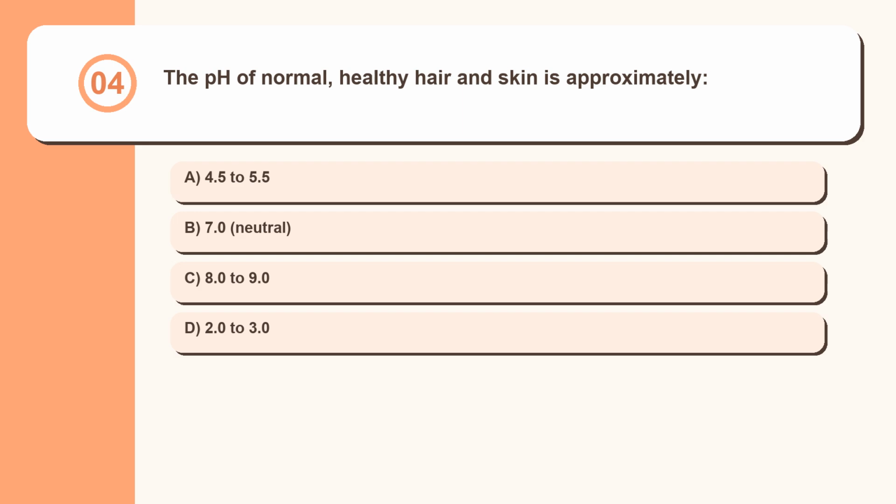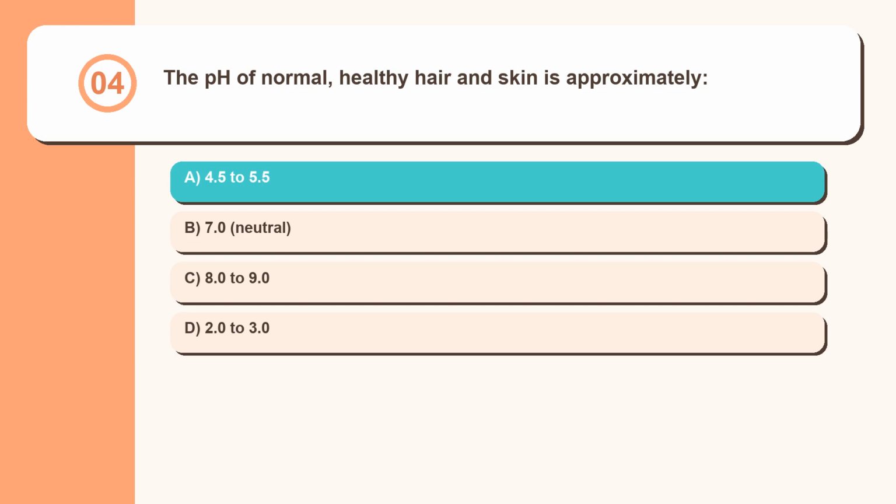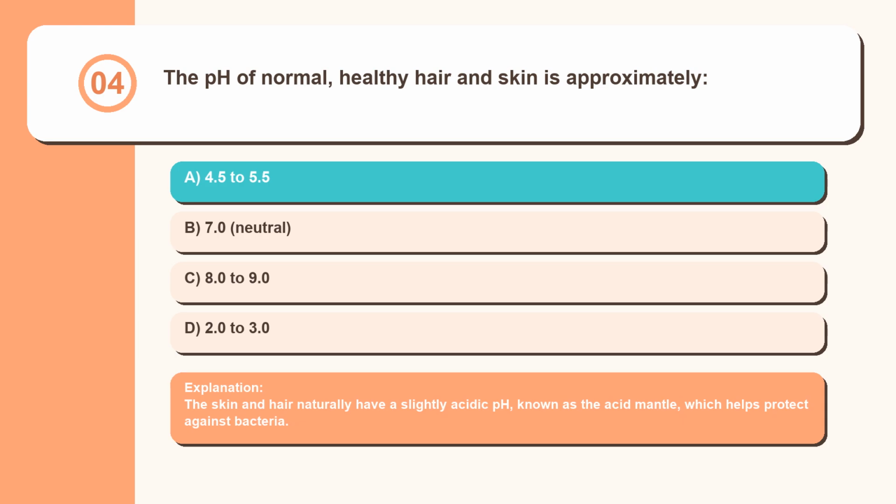Question 4. The pH of normal, healthy hair and skin is approximately 4.5 to 5.5, 7.0, neutral, 8.0 to 9.0, 2.0 to 3.0. The skin and hair naturally have a slightly acidic pH, known as the acid mantle, which helps protect against bacteria.